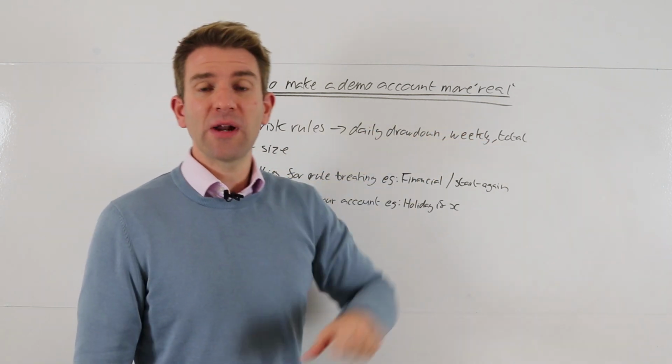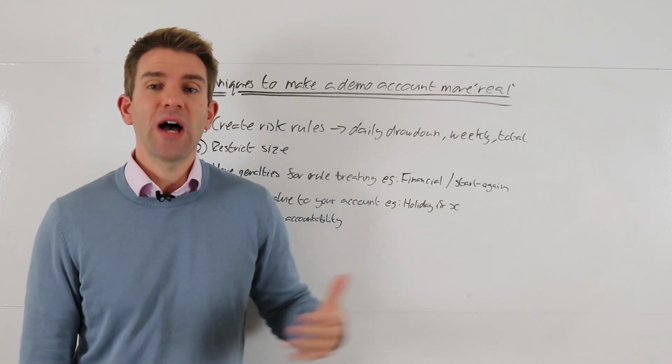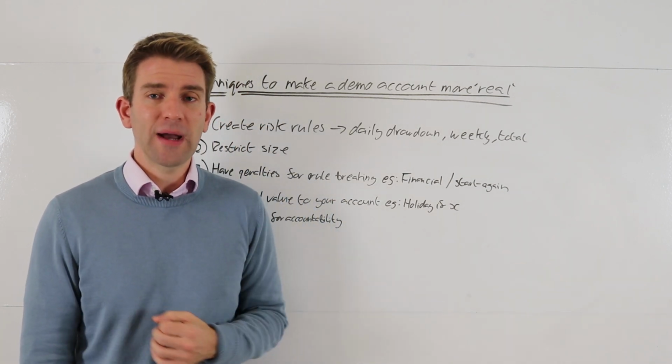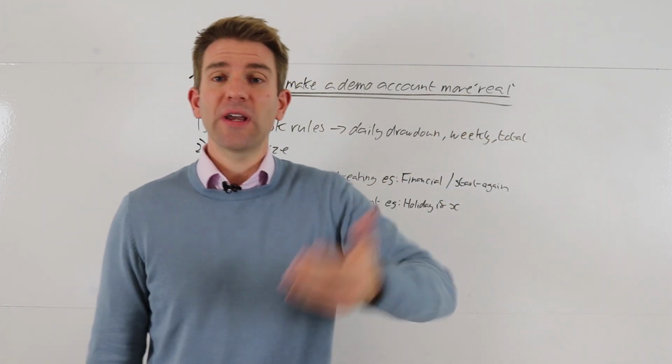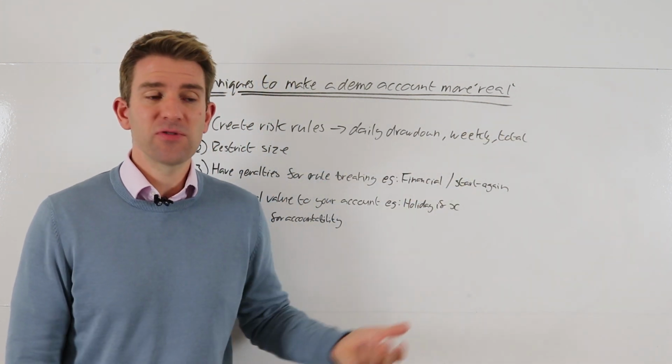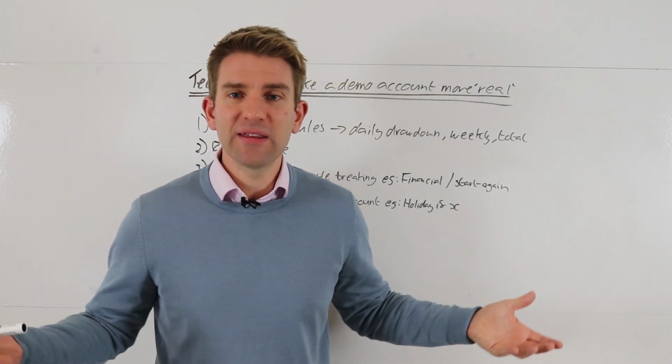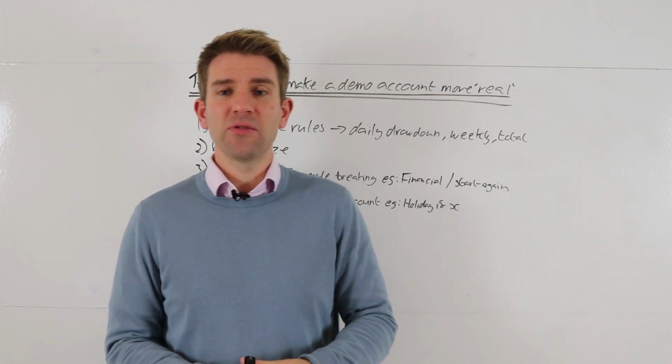It could be a weekly drawdown as well. So say I don't want to lose more than 2,000, using that kind of order of magnitude, in a week. And again, same kind of thing. And total drawdown: if your demo account balance goes down to, let's say you start a demo account with 100 grand in it, they normally give you 100 grand on demo accounts.